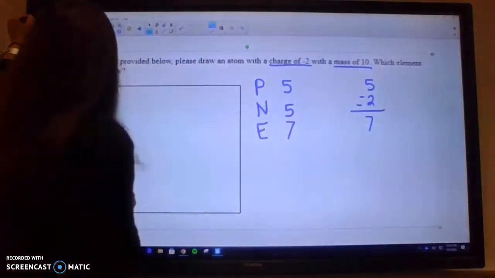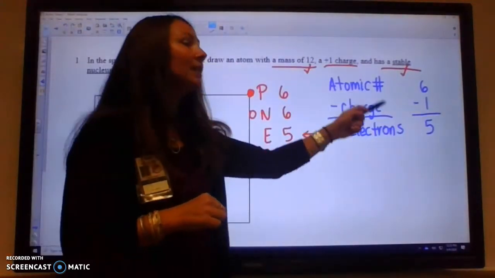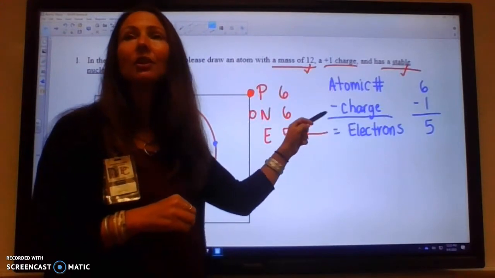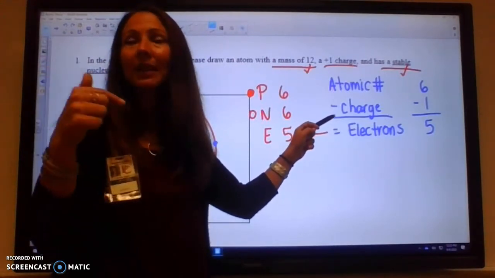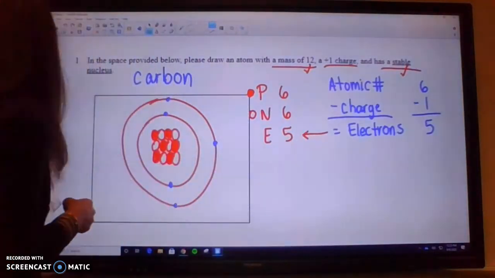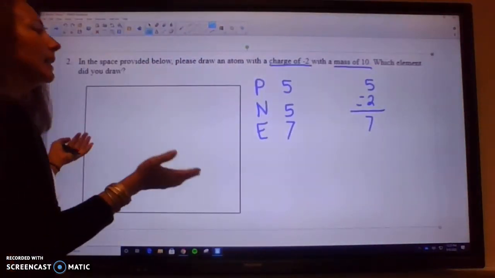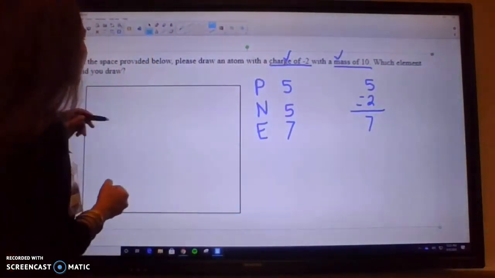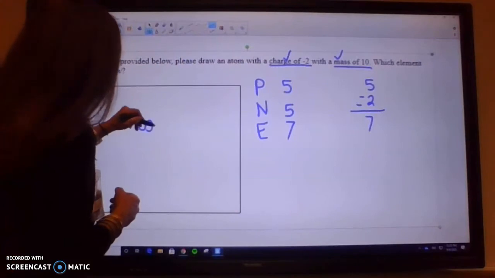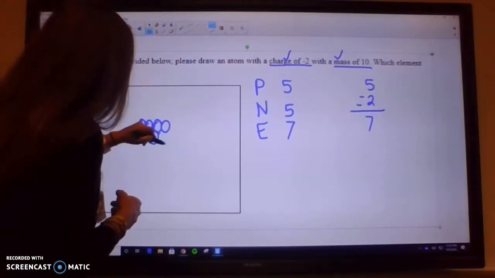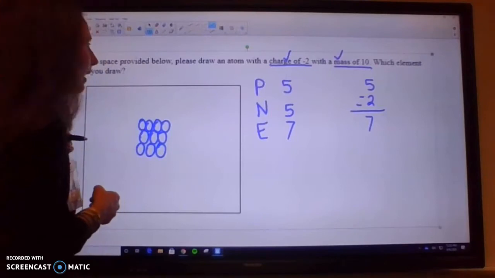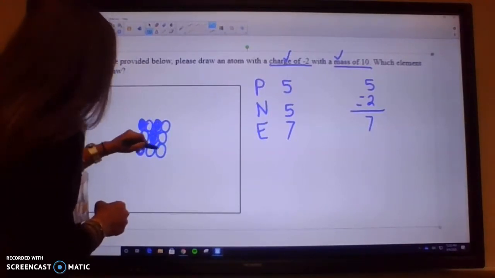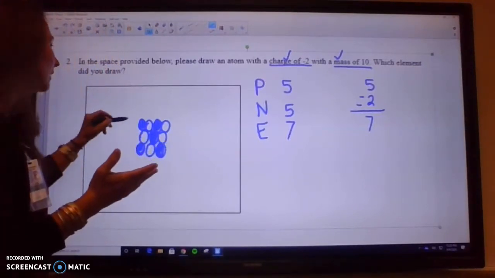So if you did not copy this from the previous slide, this is literally what we're doing. We're taking the atomic number, subtracting the charge, and if the charge is negative, we're subtracting a negative number to get the number of electrons. Okay? Now we're just going to draw it because we've got the right charge, we've got the mass, we just draw this. So there's 10 things in the middle. And we're going to color in 5 of them. 2, 3, 4, 5. And then 7 electrons.